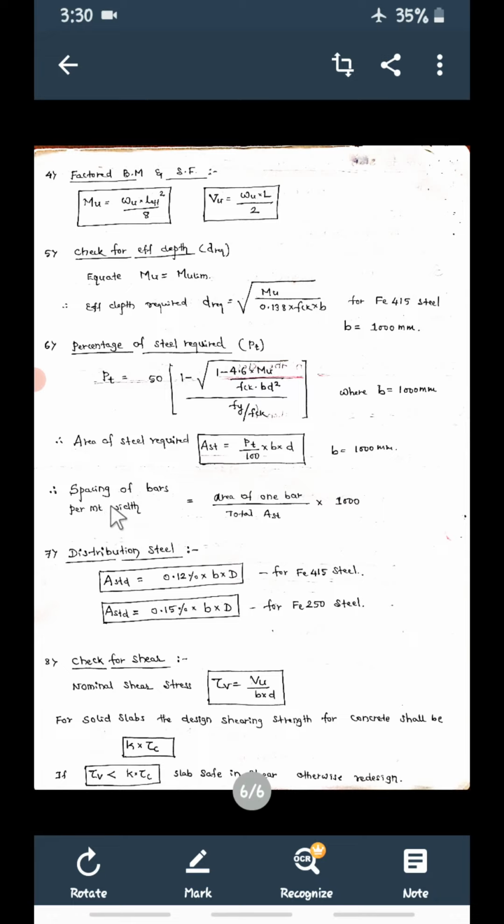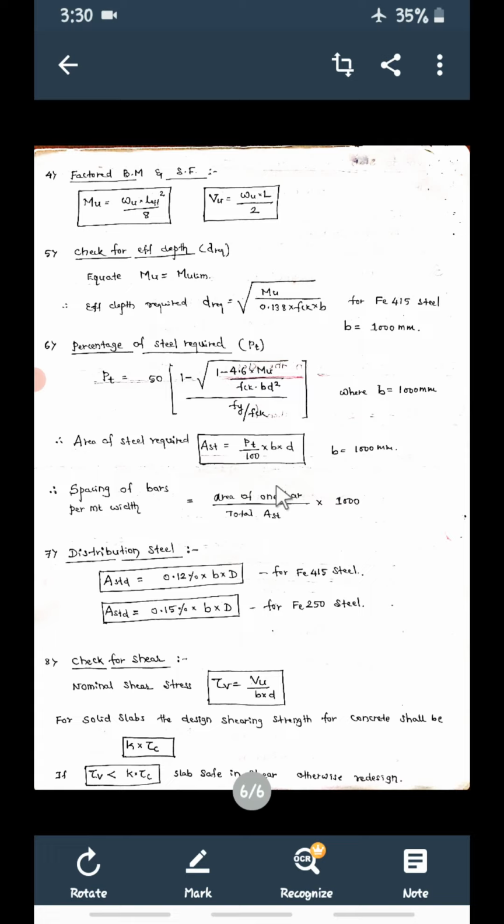So how will we calculate spacing of bars? For 1 meter width of slab, what will be the bar spacing? Spacing of bars is equal to area of 1 bar divided by total AST. Now it is reverse. When you are calculating number of bars, you take total AST divided by area of 1 bar. But when you are calculating spacing, it is area of 1 bar divided by total AST into 1000. Why 1000? Because we are calculating for 1 meter.